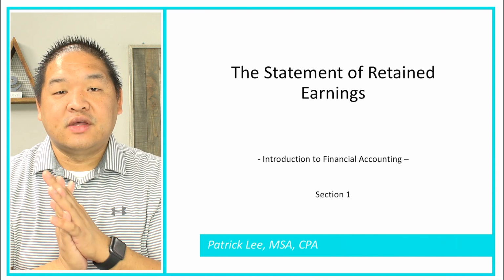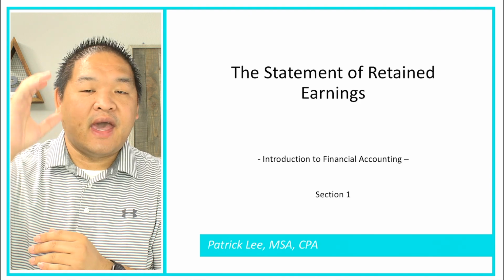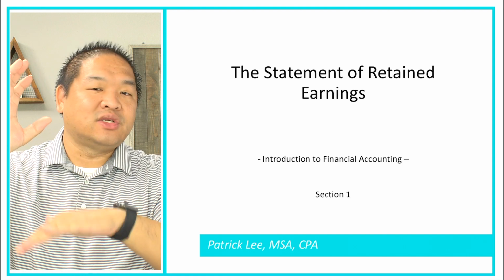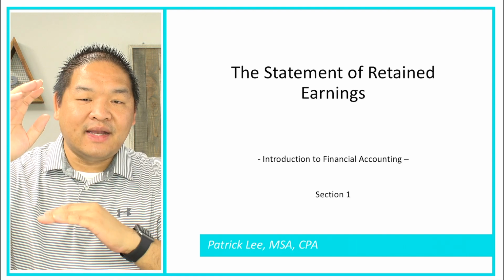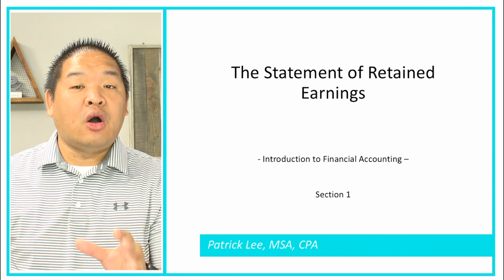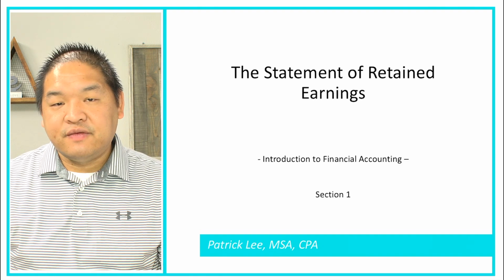On the statement, you saw the statement is very simple. We've got the header, the who, the what, and the when, and then we've got basically that same equation. We've got beginning plus net income minus dividends equals ending. What happens if you don't pay a dividend? Well, if you don't pay a dividend, then we don't have a dividend line.